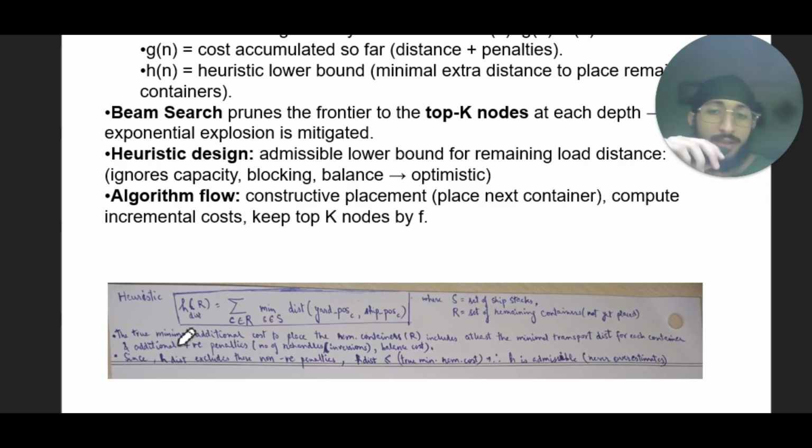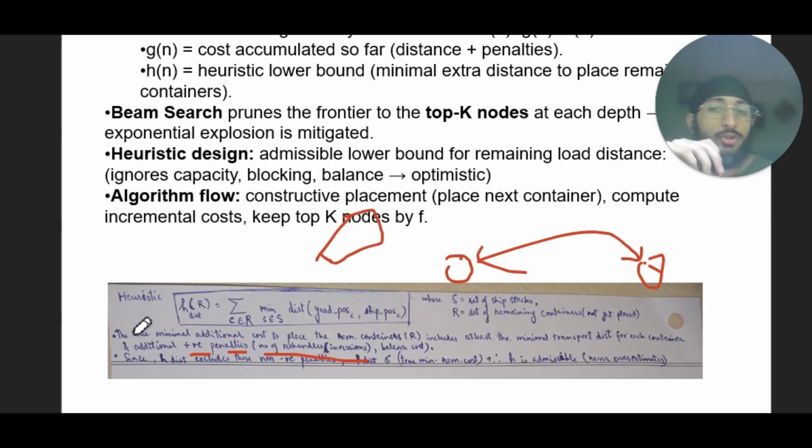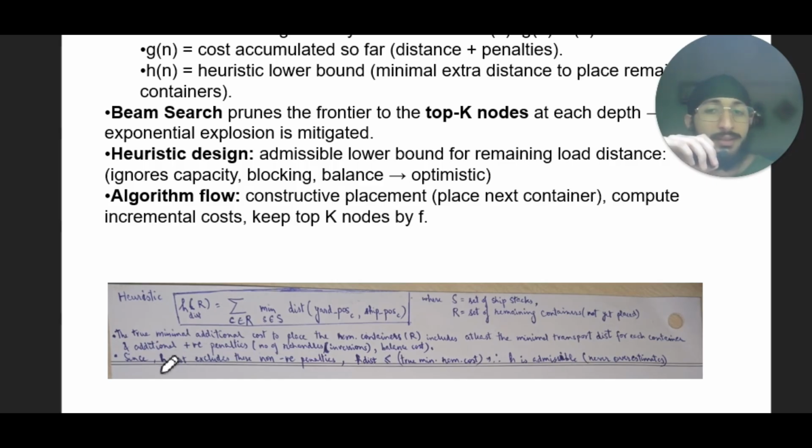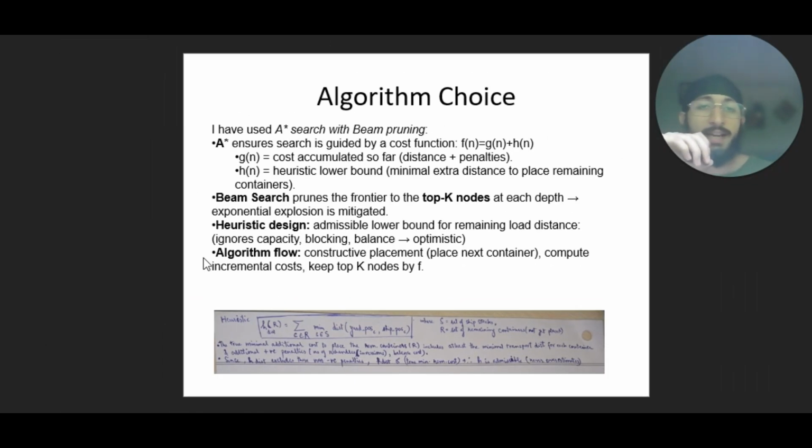So the true minimal additional cost to place the remaining containers includes at least the minimal transport distance for each container from the yard to the ship stack, plus the additional non-negative penalties that we have, that is, the number of rehandles or inversions, and also the balance cost of the ship that I have considered. Since h_distance excludes those non-negative penalties, the number of rehandles and the balance cost, h_distance is less than or equal to the true minimal remaining cost. So h is admissible and never overestimates, right? That is why this is an admissible heuristic, and that is about the algorithm choice.